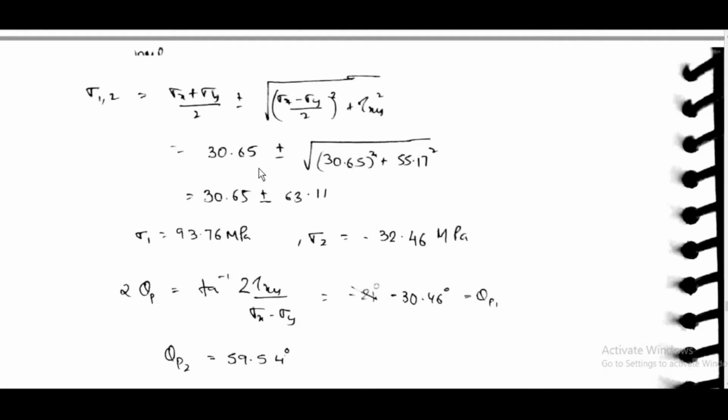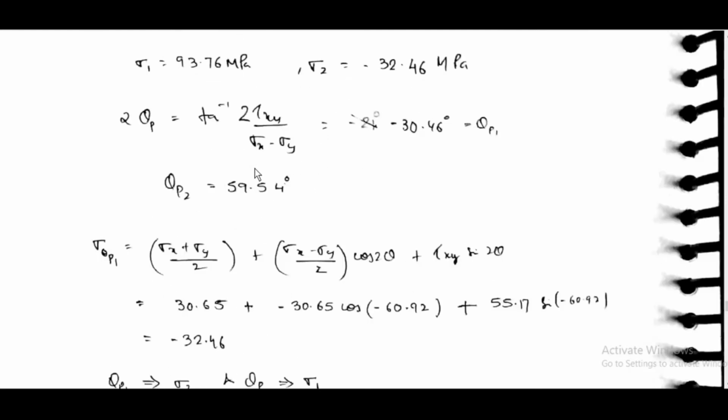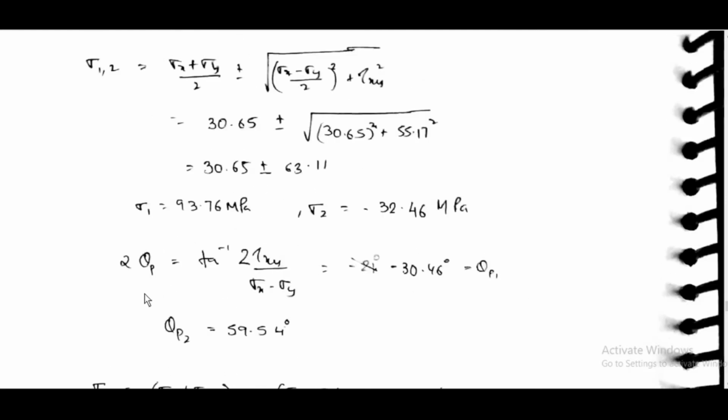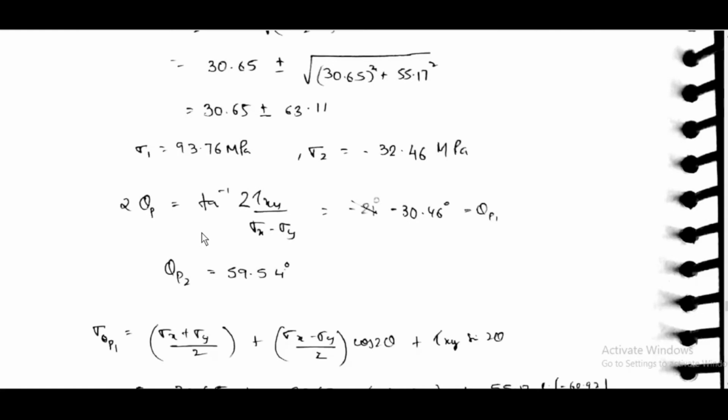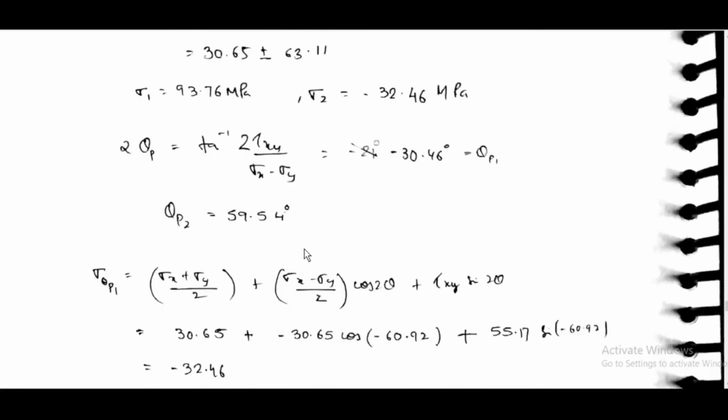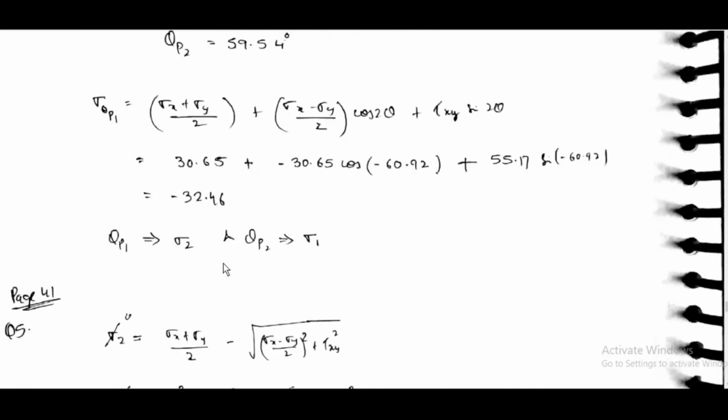Sigma 1, 2 is equal to sigma x plus sigma y by 2 plus or minus root of (sigma x minus sigma y by 2) whole square plus tau xy square. So you can get sigma 1 and sigma 2, and 2 theta p is equal to tan inverse of 2 tau xy by sigma x minus sigma y.